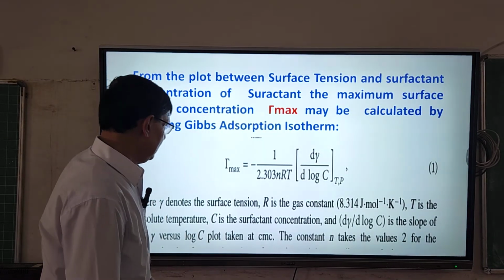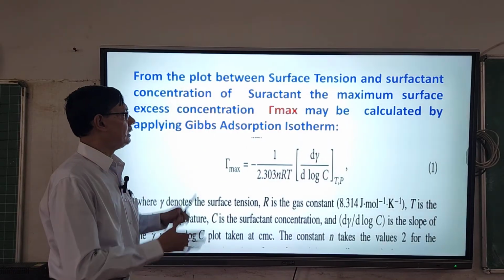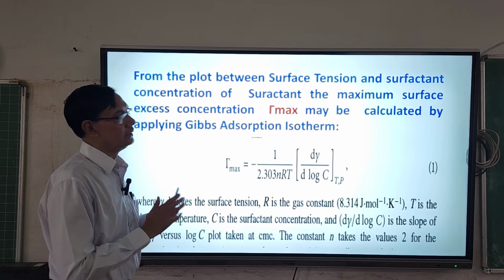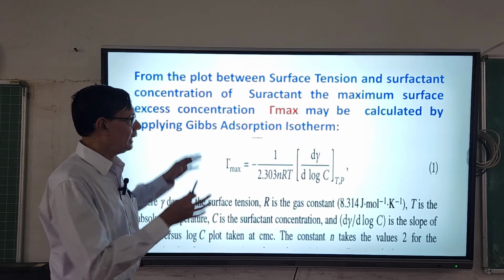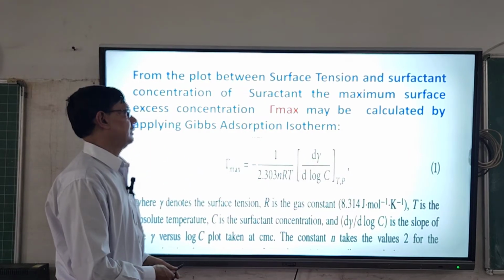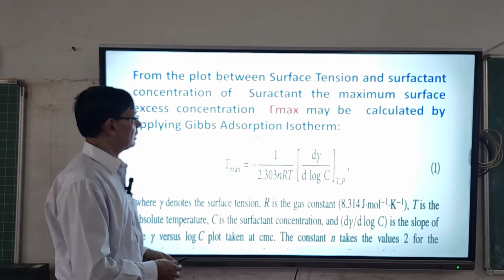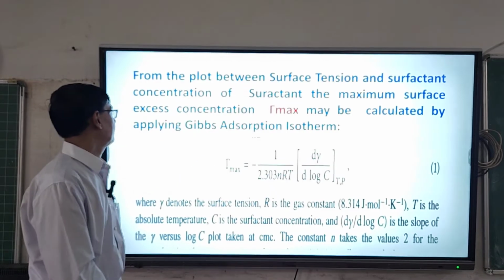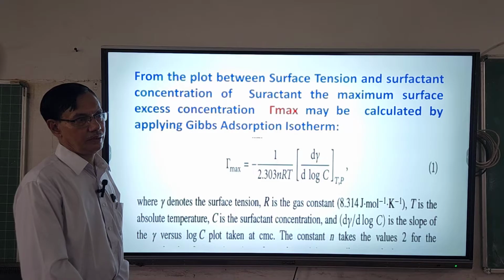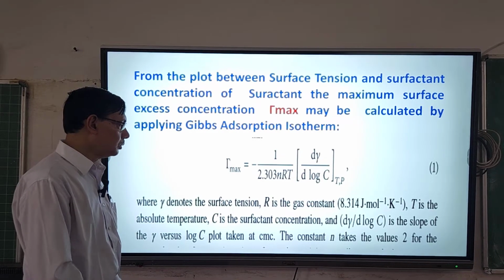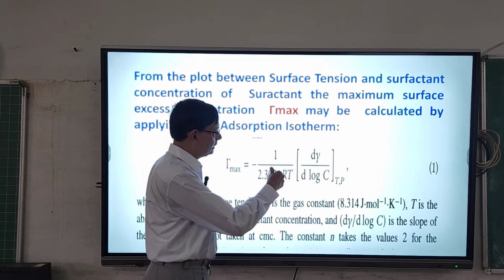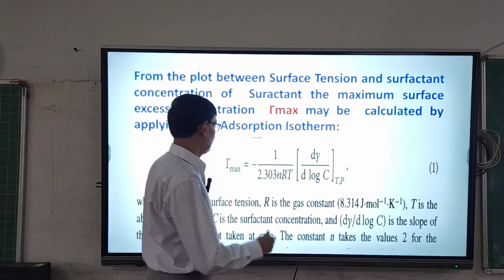Now in addition to that, whenever you study the surface tension with the help of this simple data, you can monitor one of the most important parameters, that is called the surface excess concentration. And what we do, we monitor the surface tension and we change the concentration. So we can plot a graph.